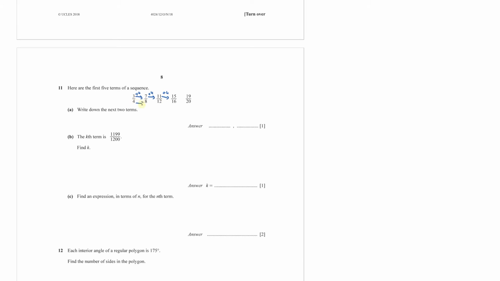And you're doing the same in the denominator as well. You're adding 4 for the next term. 8 plus 4 is 12, 12 plus 4 is 16. So for the next two terms, if you add 4, 19 plus 4 is 23 and 20 plus 4 is 24. So the next term is 23 by 24, and then the next term after that you add 4 here again. 23 plus 4 will be 27, and 24 plus 4 will be 28. So this will be 27 by 28.